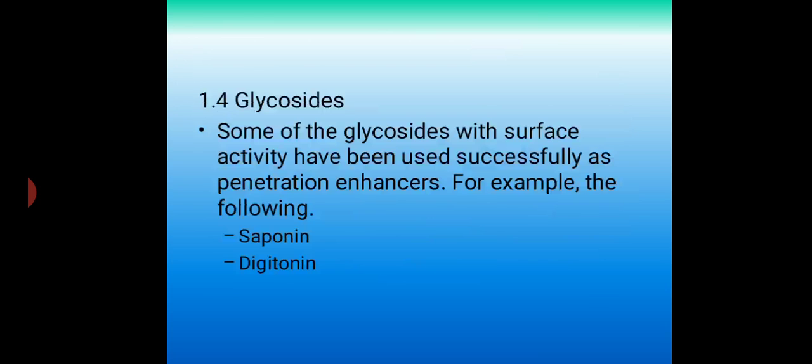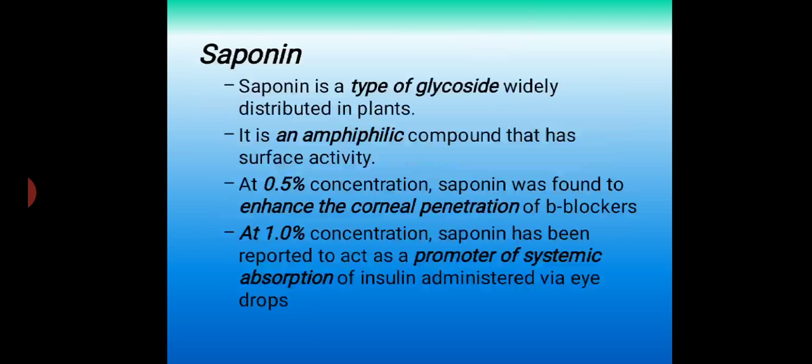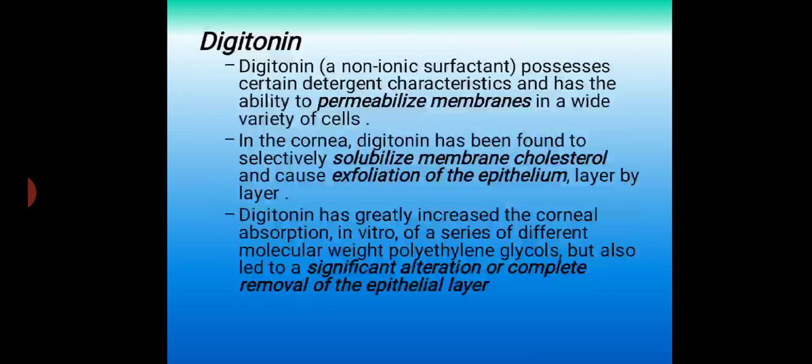The fourth class is the glycosides. So glycosides, the main two being saponin and digitonin, help in permeation of the drugs. Saponin is a naturally occurring glycoside available in plants. They are amphiphilic in nature, having both polar as well as non-polar groups. They function even at 0.5 percentage, enhancing the corneal permeation, and at 1% they are proven to act as a promoter for systemic absorption also. So saponin has a proven bio-enhancer effect at 0.5 percentage as well as 1%.